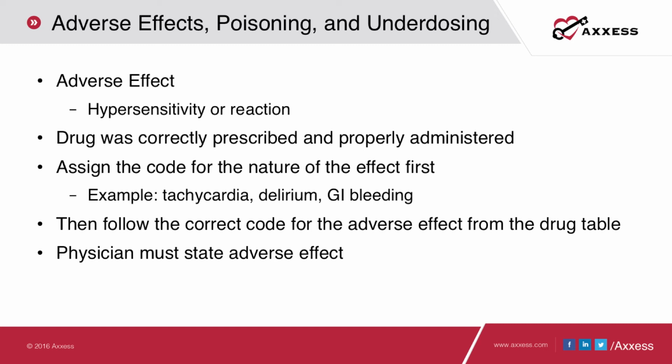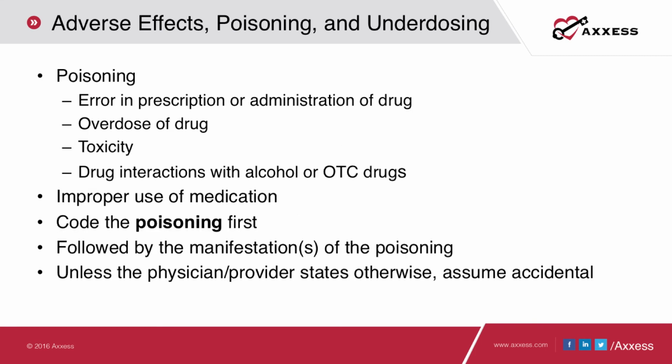For example, if you have a patient who's taking an anti-inflammatory drug and they end up with an adverse effect due to the drug, such as GI bleeding, you would first code the GI bleed and then you would code adverse effects of anti-inflammatory. As with any of our injury and complication codes, the physician must state that this is an adverse effect. Poisoning is sequenced a little bit differently.